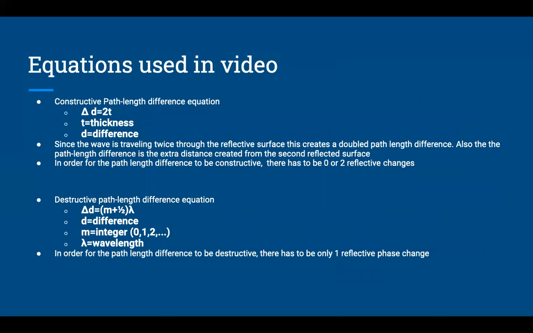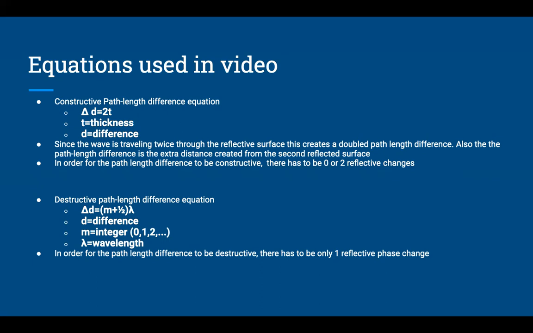So here are some of the equations that we used in the video. So we have the constructive path length difference equation. So the difference equals 2 times the thickness. Since the wave is traveling twice through the reflective surface, this creates a double path length difference. Also, the path length difference is extra distance created from the second reflected surface. In order for the path length difference to be constructive, there has to be 0 or 2 reflective changes.